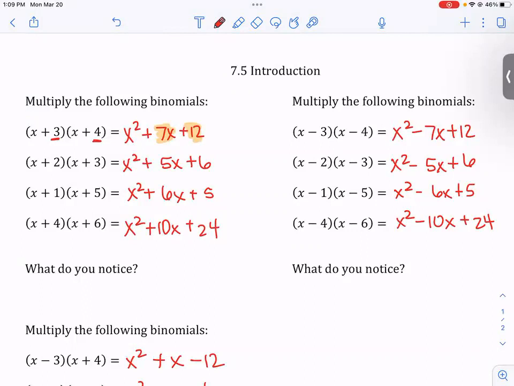Okay, let's talk about why that's happening. When we FOIL this out, everything's positive, right? Because everything's positive. Over here, X times X is going to be X squared, but a negative times a negative is going to make our positive, right? So those are positive. Negative times a negative is a positive, but then our O and our I are going to be two negatives that we add together.